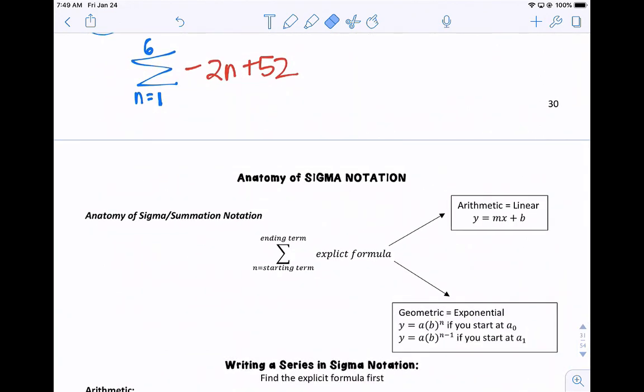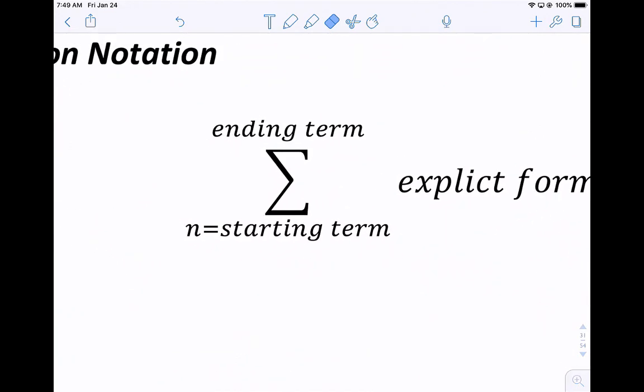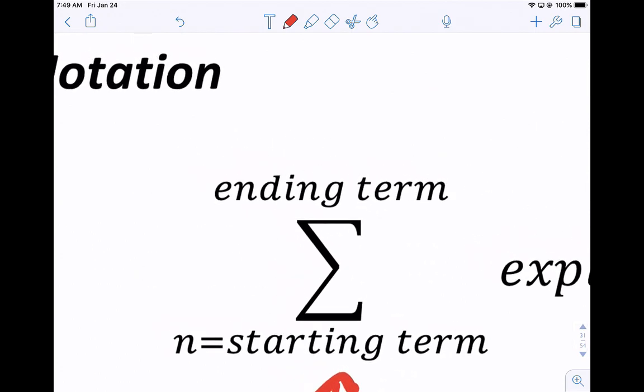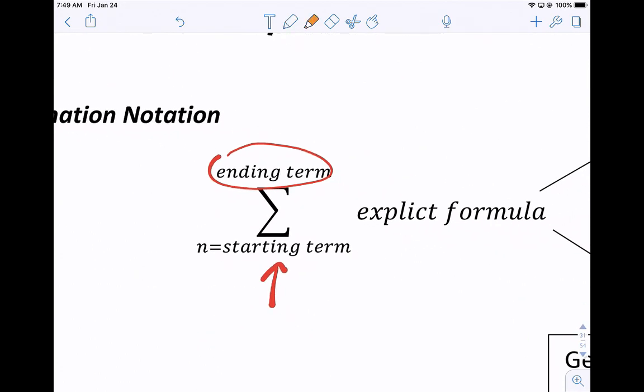Here's the anatomy of sigma notation. So you can see that we said, all right, where to start at? We said start at the first term. So there's the bottom right here, the 1 on the bottom. Start at the first term. Go to the 6th term, so the ending term is on the top right here.